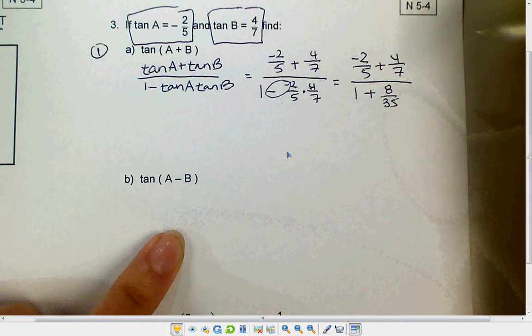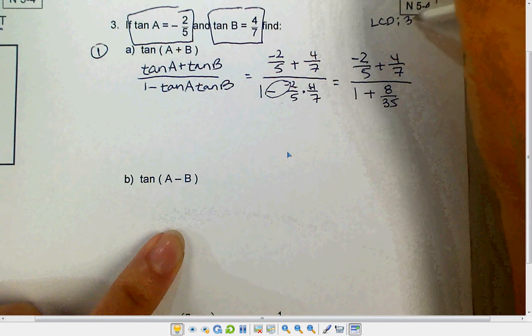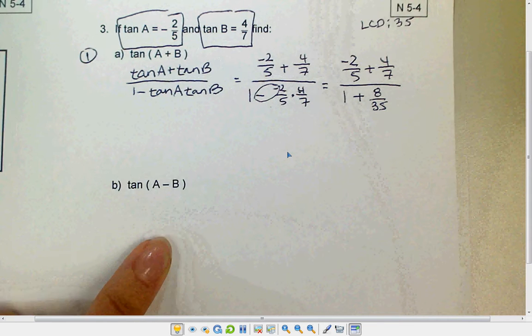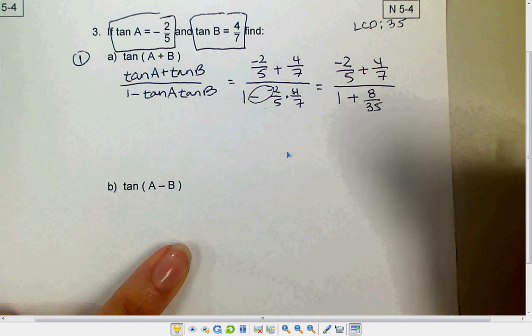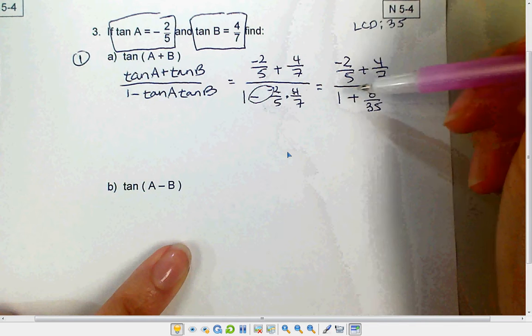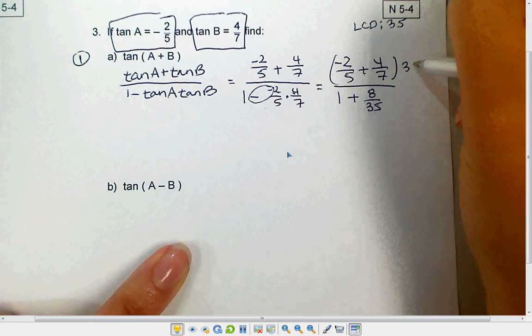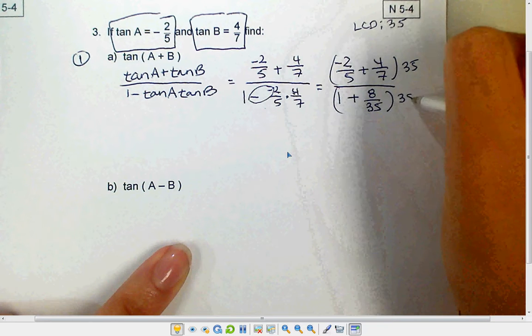And now if we look at our denominators, 5, 7, and 35, our LCD is 35. So it's pretty simple to see that this number is usually going to be our LCD, because we're going to be multiplying these two numbers together to get to this one. So again, we're going to be multiplying everything by the LCD, which is the 35.